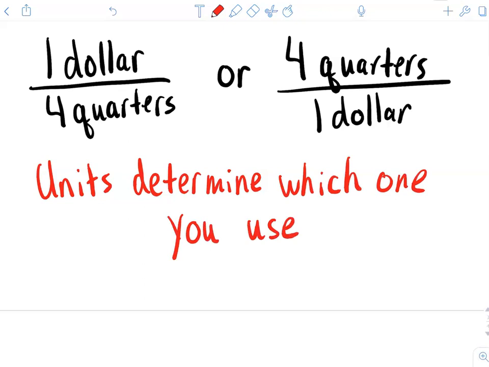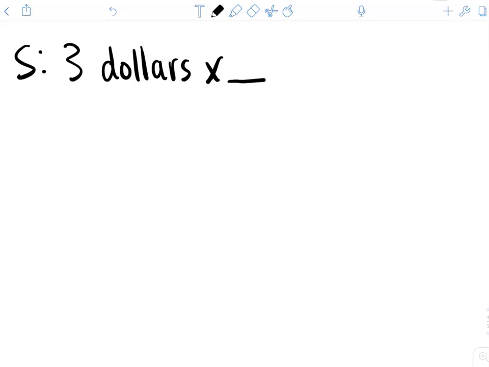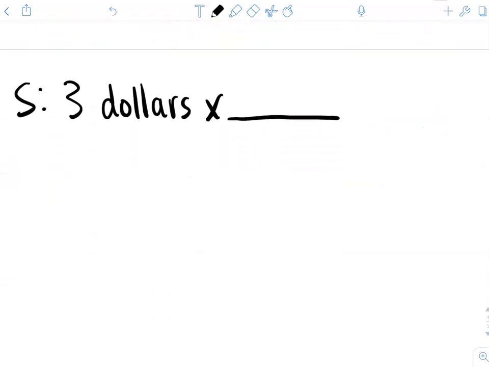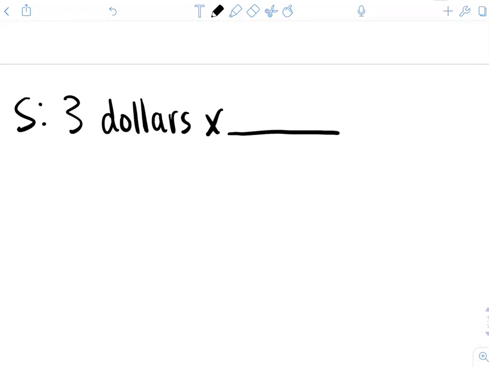And you might be like, well, I don't really get what you mean by the units. That's where our final step comes in. So if I am starting with $3, that is my first unit. I'm then going to multiply by one of these fractions. And if you remember, we're trying to change our units. So I'm trying to go from dollars to quarters.